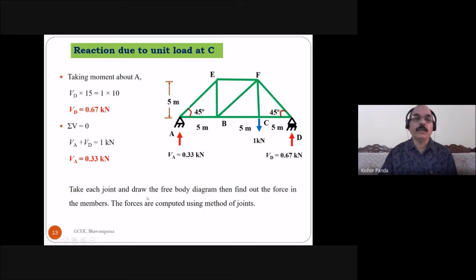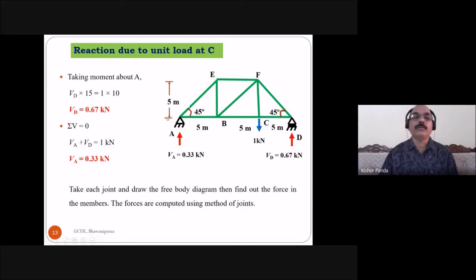Take each joint and draw the free body diagram. Then find out the force in the members using the method of joints. Then again you have to find out the forces in all the members by considering the unit load at C. Take the free body diagram of joint A, then take joint E, then joint B, joint C, then joint F. This way find out the force in the members.